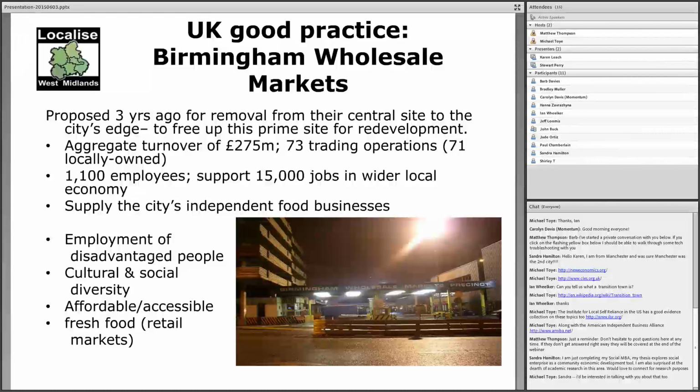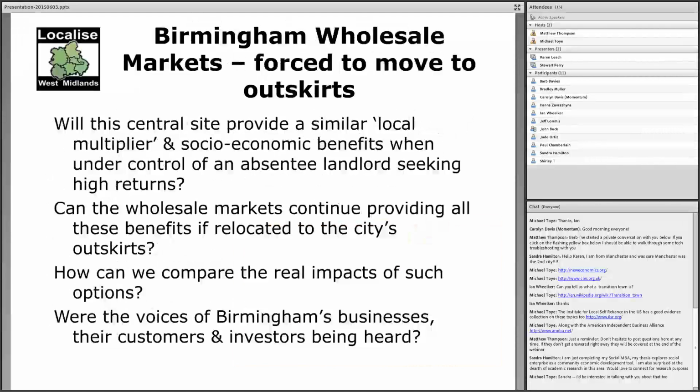But, of course, it's prime city centre land, and the local authority is strapped for cash, and they want more prestige uses on that central site because that way they can bring in more money. And so they're forcing it to the outskirts. That's simply by selling off the site, by the way, to the highest bidder, I think. So the market's going to be forced to the outskirts.